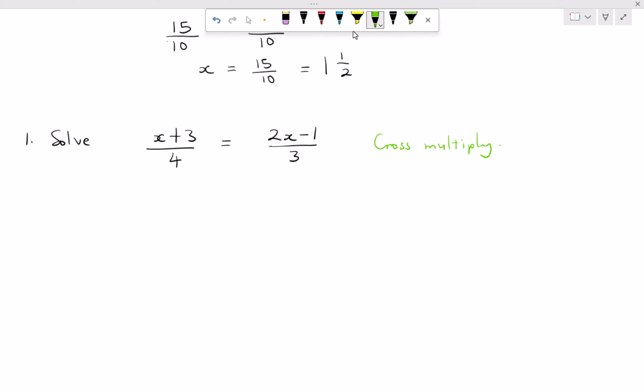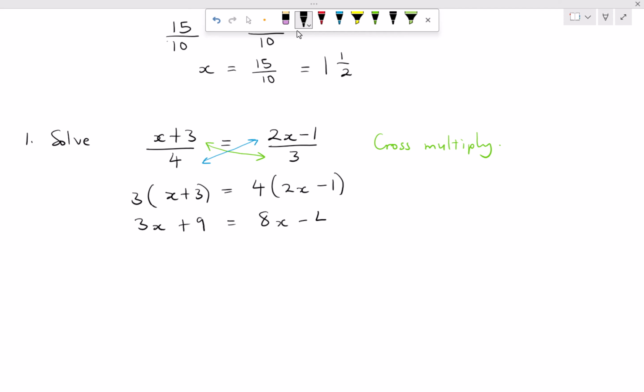So when you cross multiply, we are going to multiply these together and multiply these together. So we end up with 3 multiplied by (x plus 3) is equal to 4 multiplying (2x minus 1). Then we expand our brackets. We have 3x plus 9 is equal to 8x minus 4.